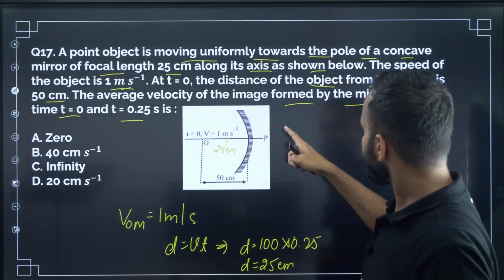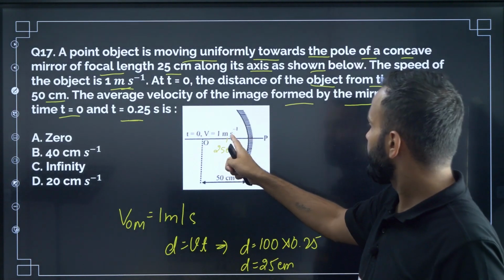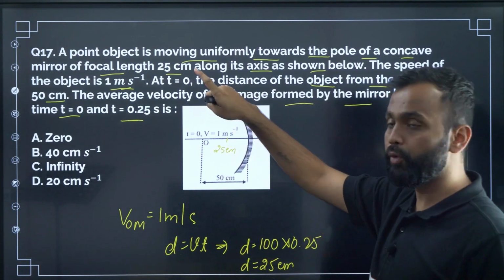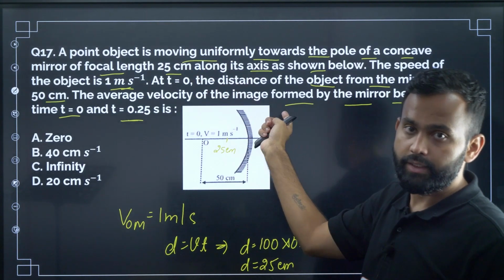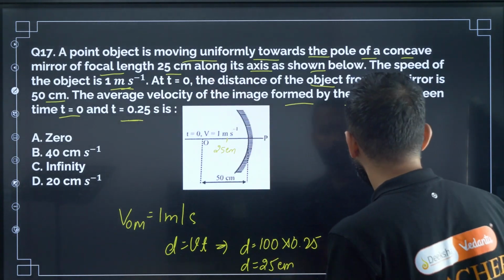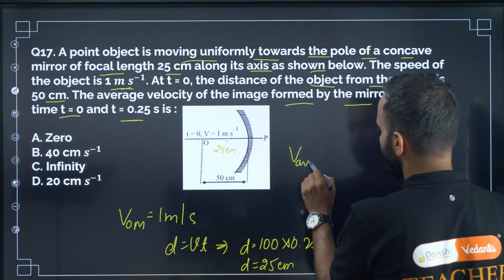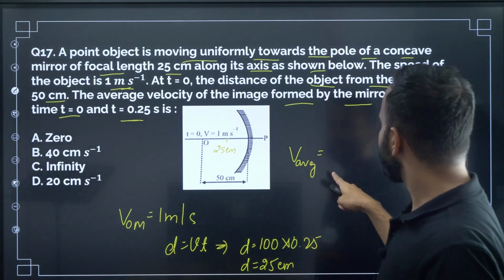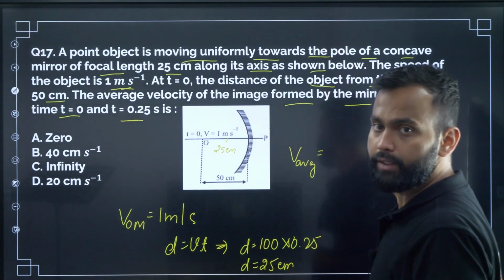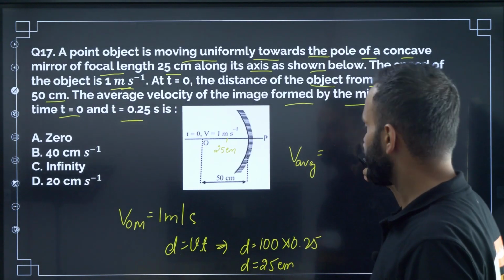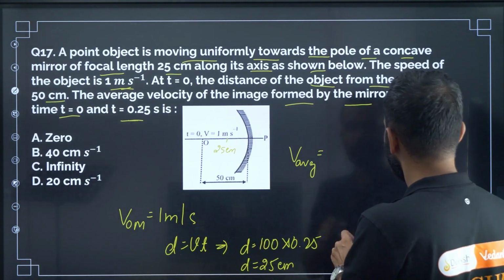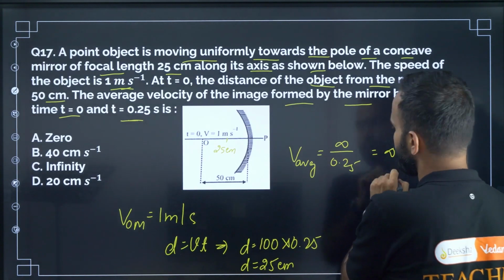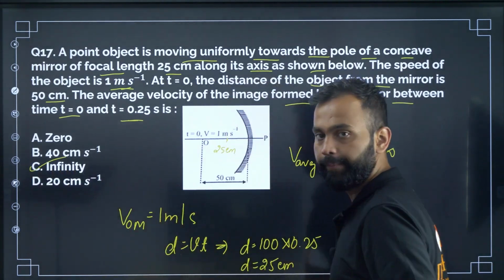So now when the position of the image is at infinity, the distance between the pole and the position of the image is infinity. Now what is the average velocity of the image? V average is equal to total distance traveled by the image, that is infinity, divided by 0.25, which is equal to infinity only. So the correct option is C.